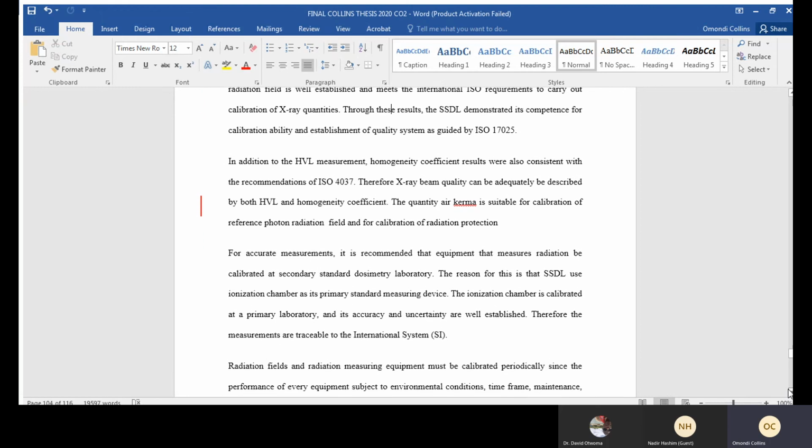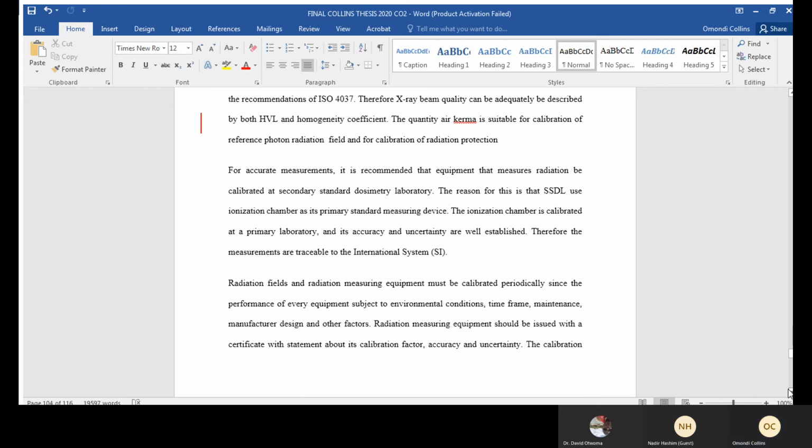Then the third conclusion, we recommend that any equipment that is used for radiation measurement should be taken to a secondary standards laboratory for calibration. In that figure, I showed the deviation of the reference standard and equipment for client. So no equipment should be read directly. Every equipment must have a calibration factor so that it can correct the readings.